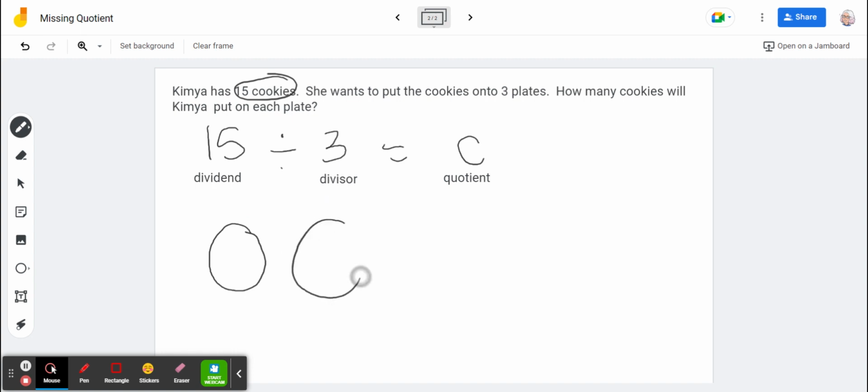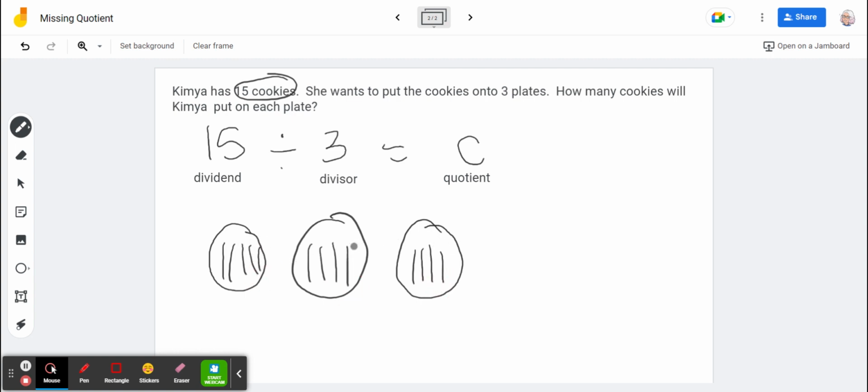So we're going to draw 3 different groups because remember, our divisor is the number of groups in the problem. Now we're going to take that 15 and divide it equally among these 3 groups. So equally dividing. 1, 2, 3, 4, 5, 6, 7, 8, 9, 10, 11, 12, 13, 14, 15.